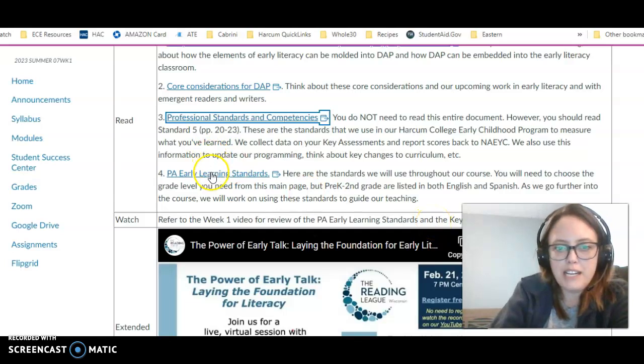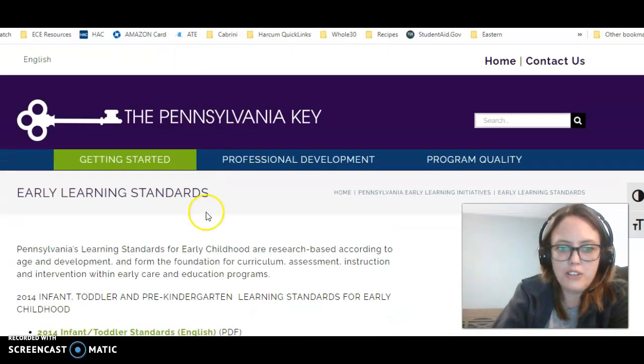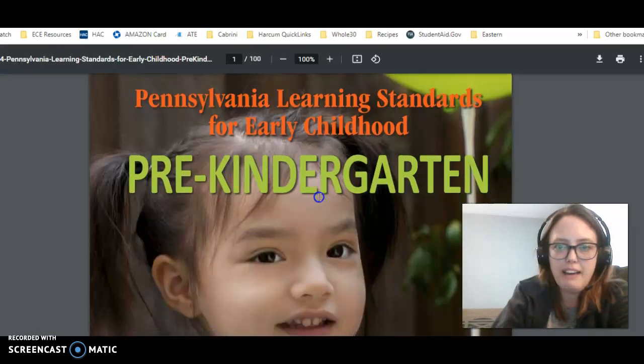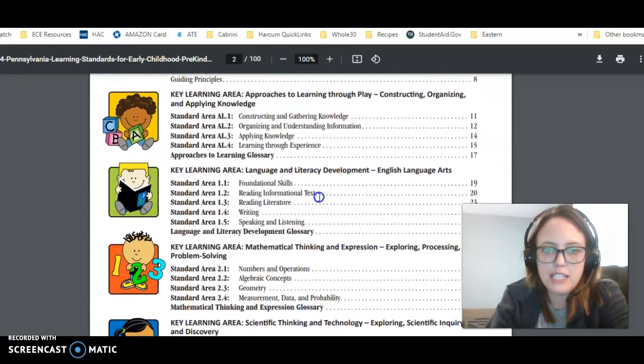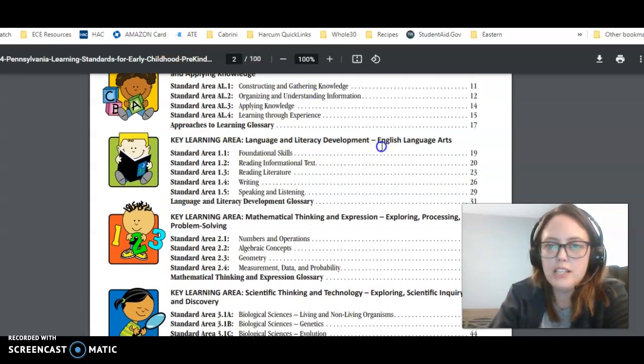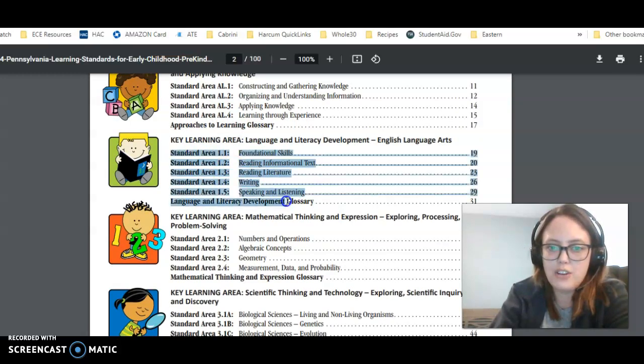All right, so go back and here is the PA early learning standards. I want you to review these. Remember that we're looking at pre-K, grade 1 and grade 2 and kindergarten. And you're going to focus on just the early literacy piece. So if we start at pre-K and you come to the topic areas, you'll see approaches to play, language and literacy development. This is what we want. And so all of these standards are what we're going to focus on for pre-K.